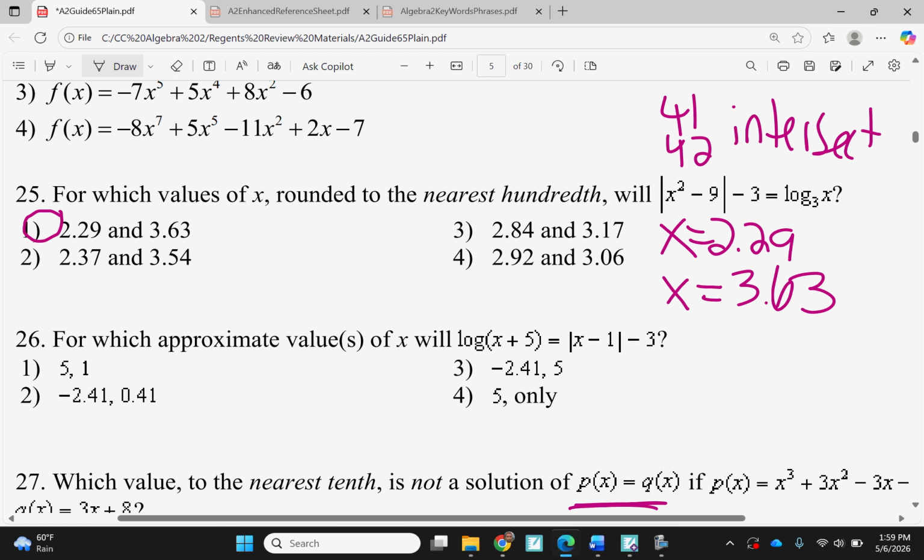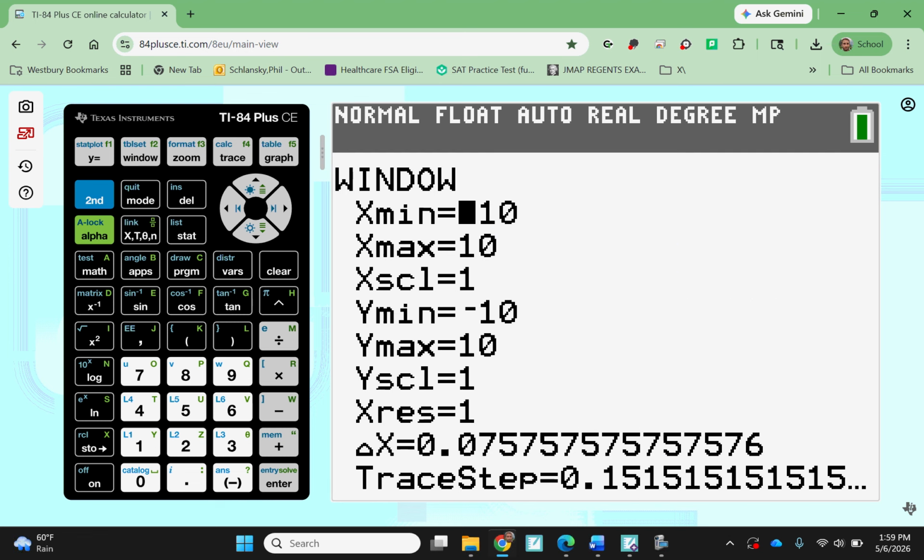And if you want to adjust your window, if you go to window, if I want to see more of the left, that's my x min. Right is my x max. Bottom is my y min. 10 is my y max.